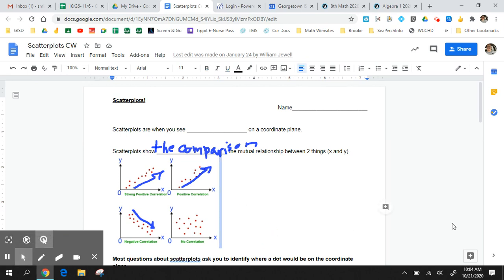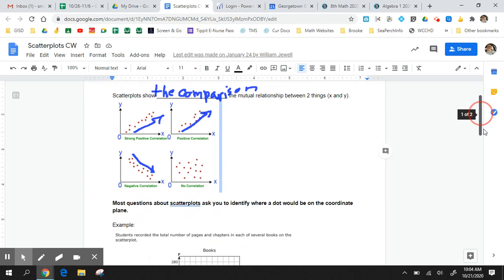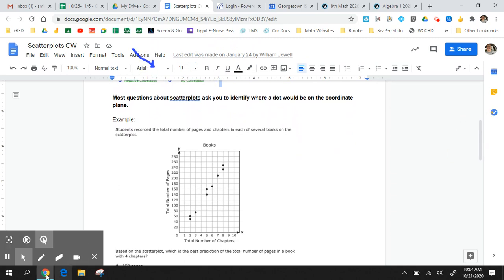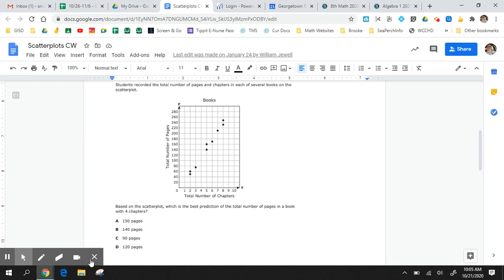Let's look at the next couple of examples. Most questions about scatter plots are going to ask you to identify where a dot would be on the coordinate plane, like if the graph continued, where would it be located? That kind of thing. So let's take a look at this example. It says students recorded their total number of pages and chapters in each of several books. Based on the scatter plot, what is the best prediction of the total number of pages in a book with 4 chapters?